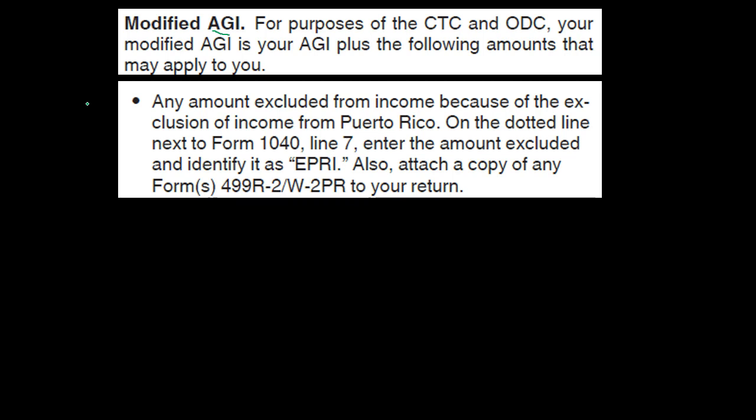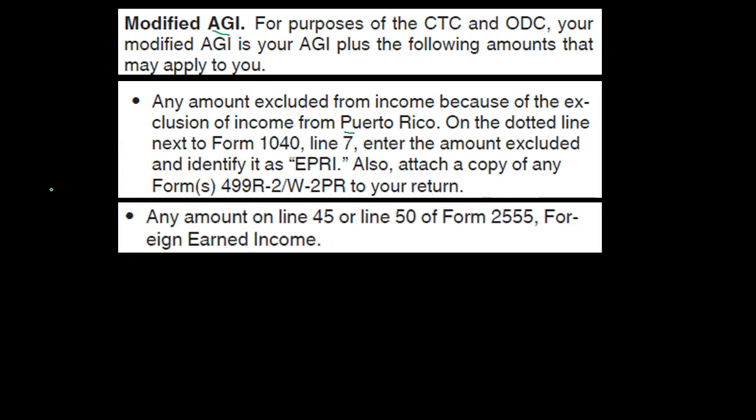So the first one that we're going to add to the AGI, back to the text: any amount excluded from income because of the exclusion of income from Puerto Rico. On the dotted line next to Form 1040, line 7, enter the amount excluded and identify it as EPRI. Also attach a copy of the form. So if Puerto Rico applies to us, then that's one thing that could apply to the modified AGI.